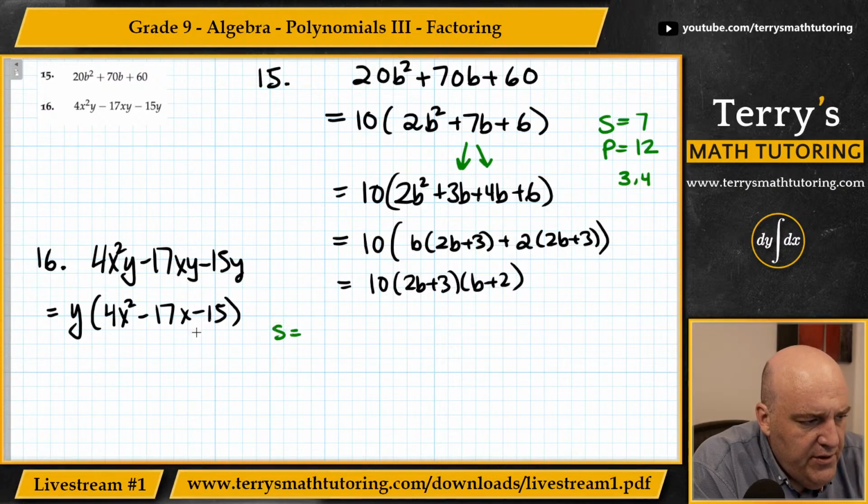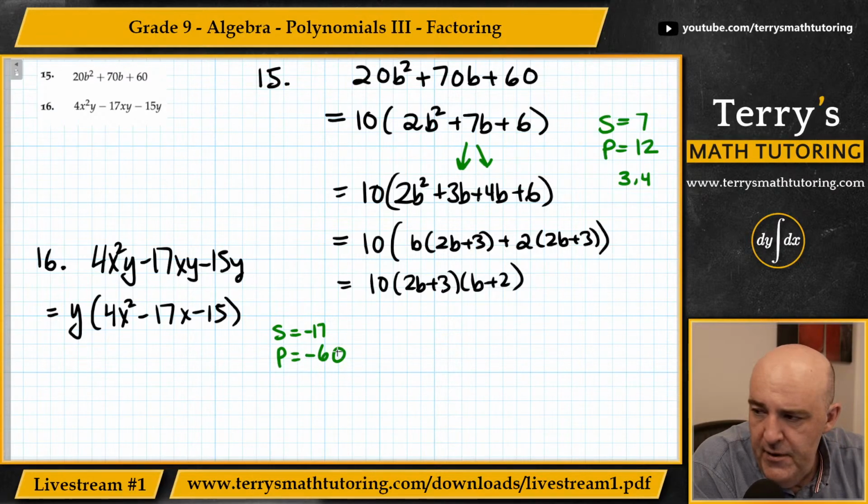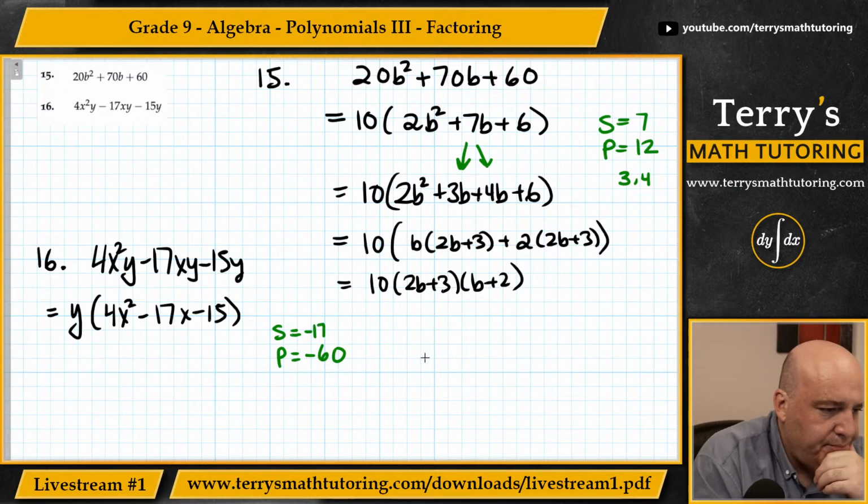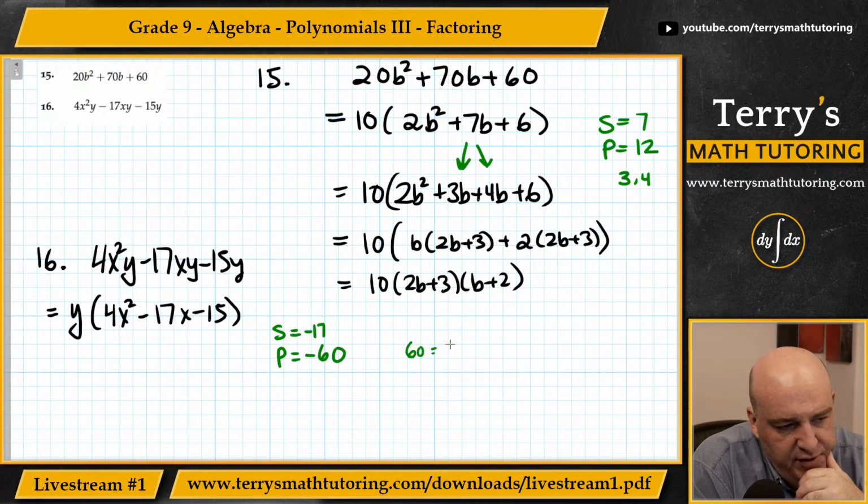So our sum number is our b value, which is negative 17. And our product is 4 times negative 15, which is negative 60. And there's actually a lot of ways to multiply to negative 60, or to 60. And I think what would work for that? So 60, you have like 1 times 60, 2 times 30, 3 times 10, 4 times 15, 5 times 12. Yeah, that's it right there.